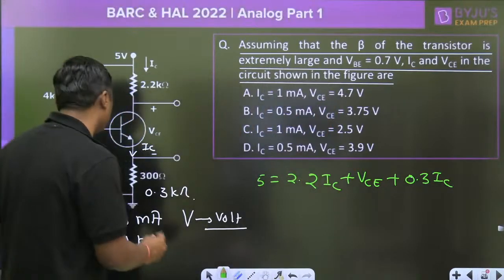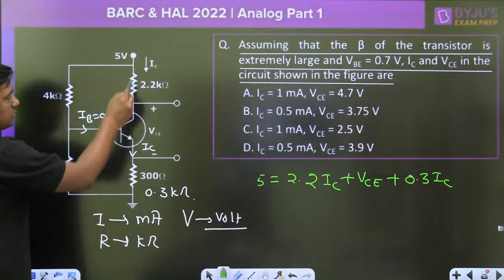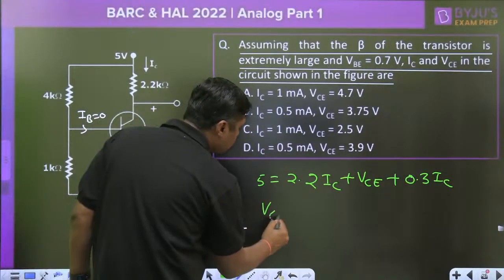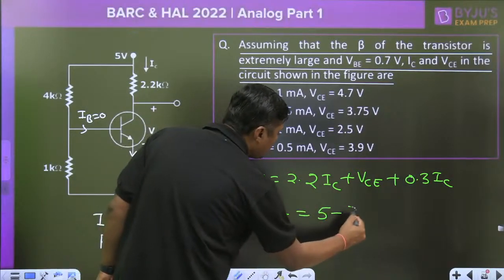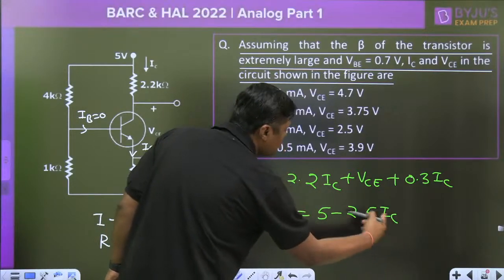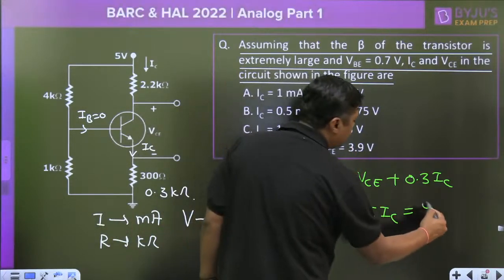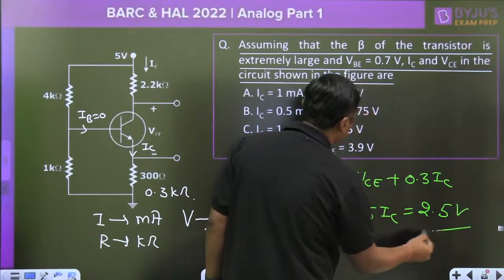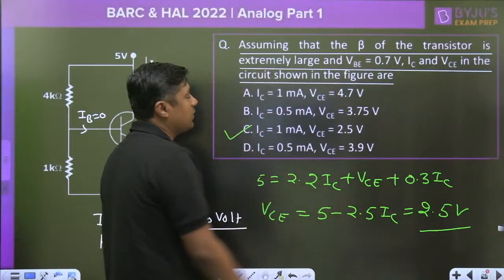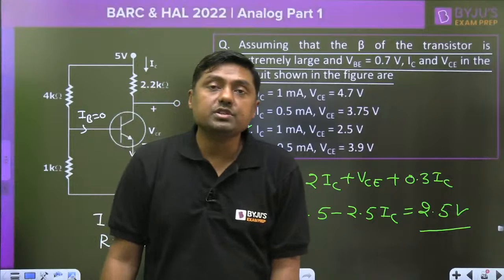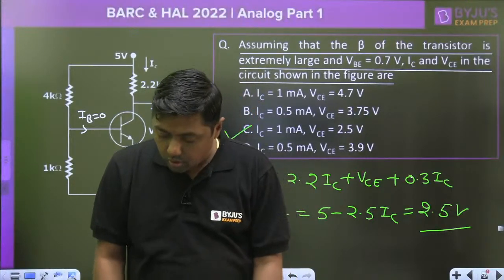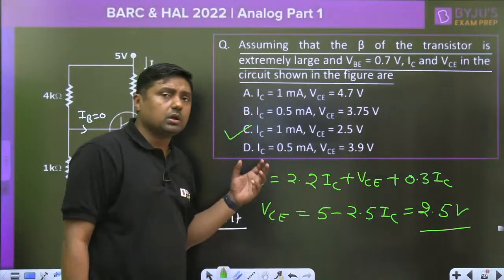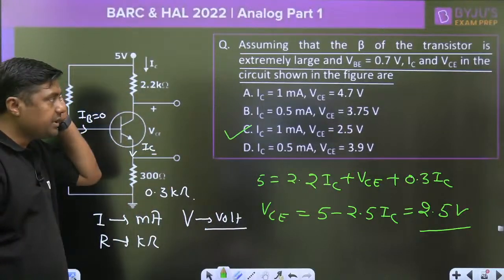Again the current here is IC, and this is the 0.3 kilo ohm. Then you can find the value of VCE. 5 minus 2.5 IC. IC is 1 milliampere, and that's why it will become 2.5 volt. The answer is C: IC is 1 milliampere and VCE is 2.5 volt. So this is all about the basic idea of the BJT and the diode.